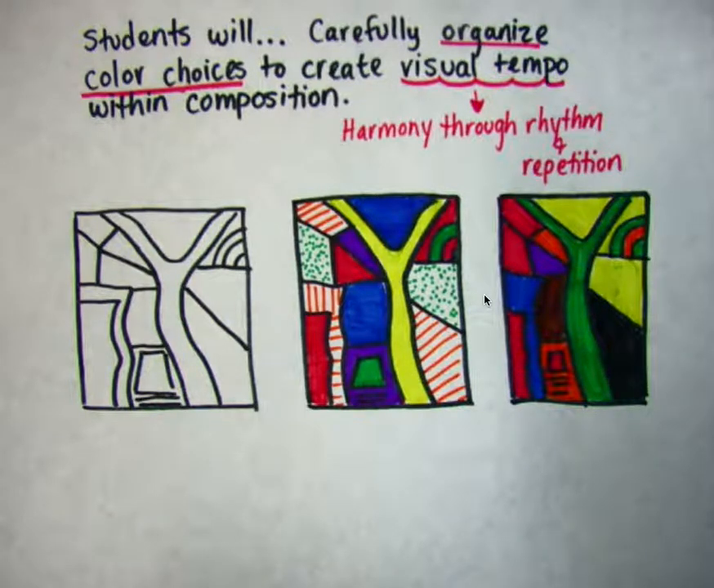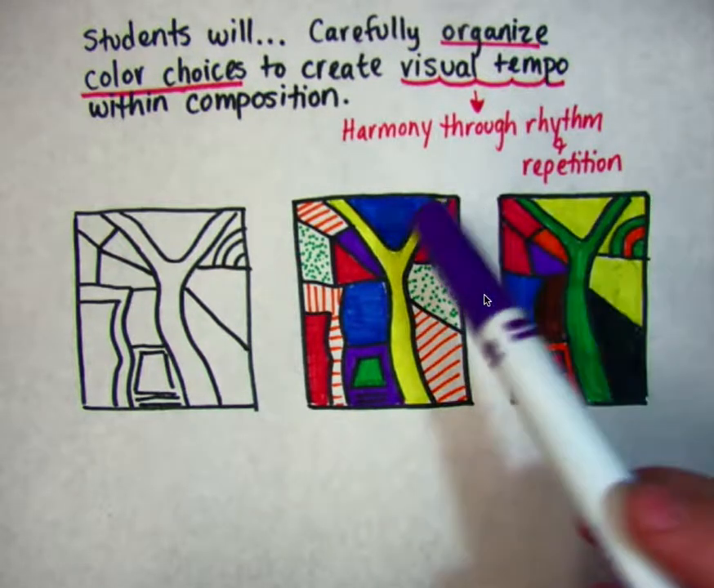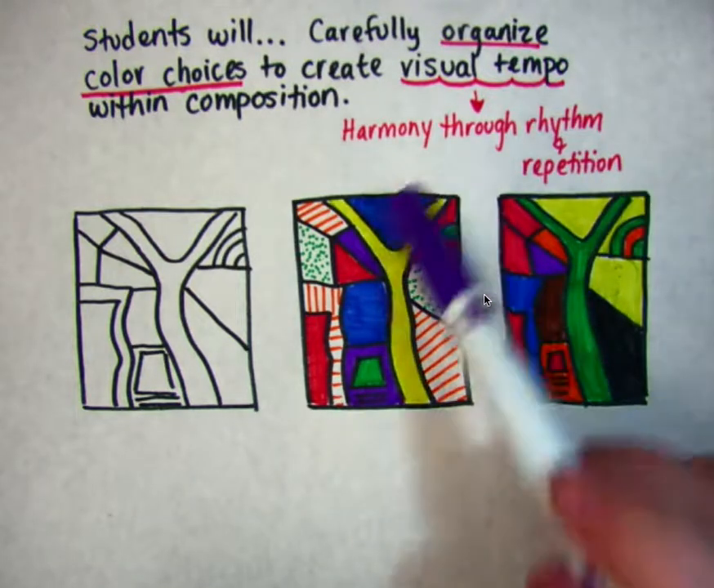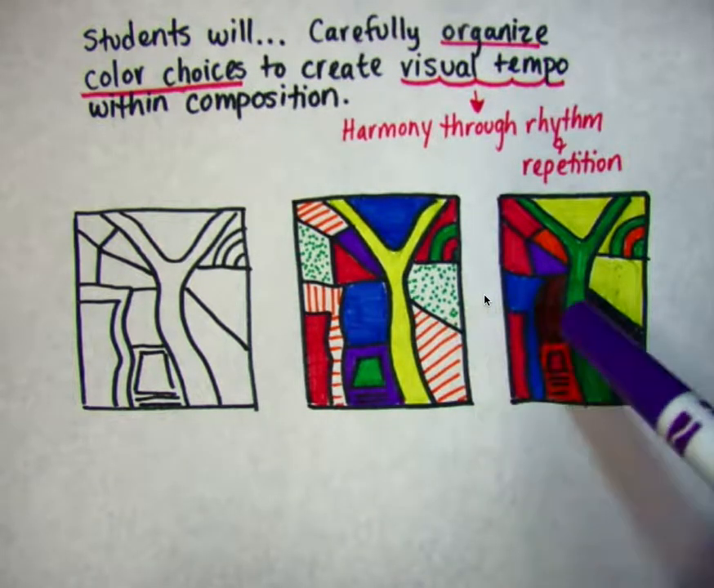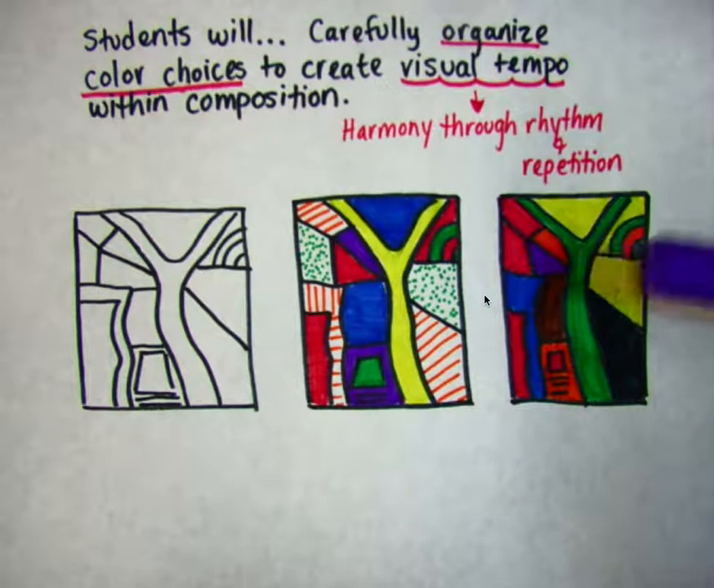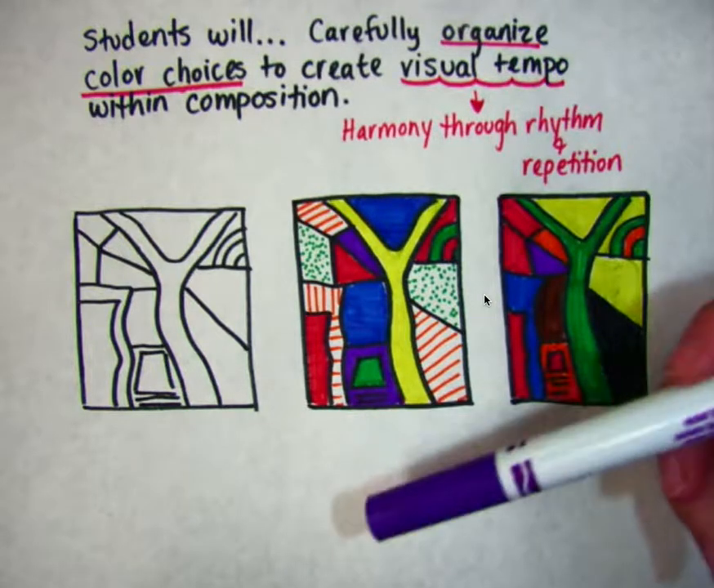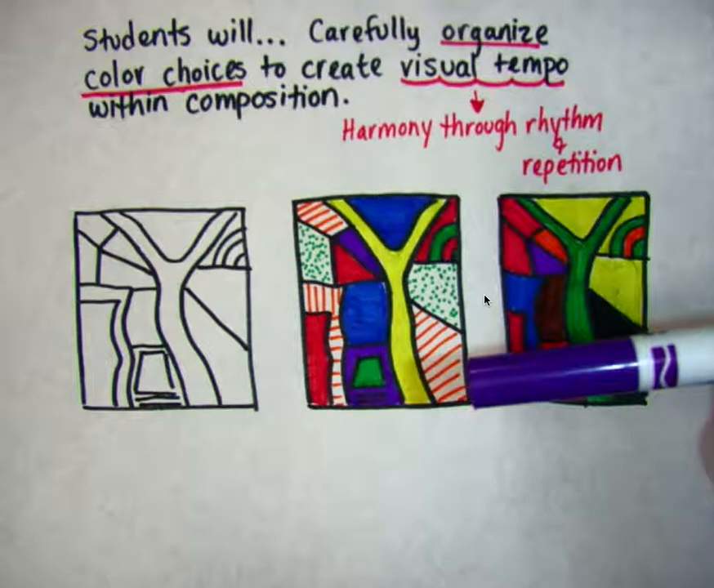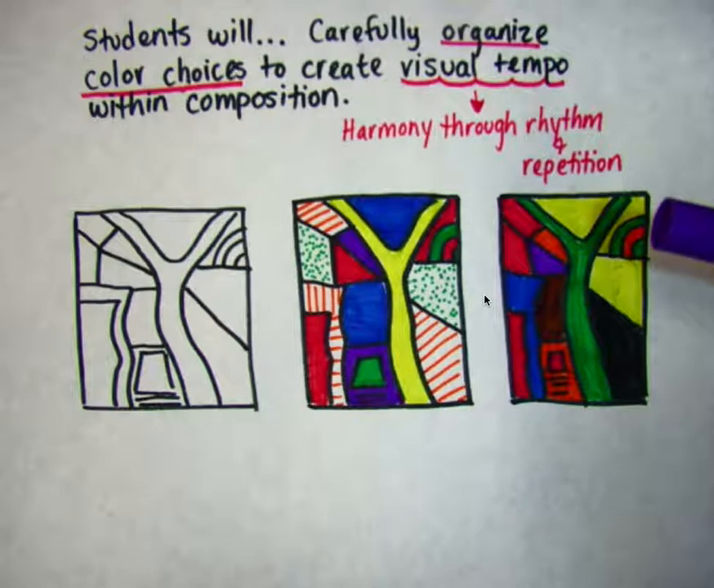Rhythm is similar to music, so having something have a visual beat within the composition. Having something bounce around will create that completeness. Repetition could deal more with variation, but having that variation create some sort of pattern or be organized in a way that is appealing to the eye.